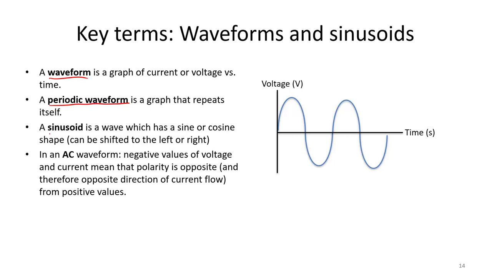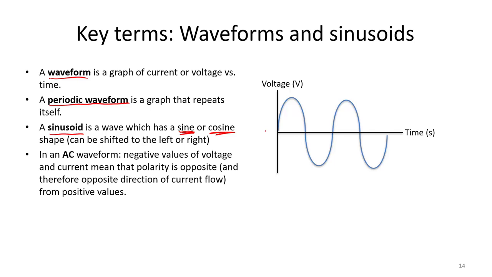A sinusoid is a wave which has a sine or a cosine shape. Notice that it could be shifted to the left or right. It doesn't have to be a perfect sine of x or cosine of x, but basically any wave that has some sine or cosine in its function.